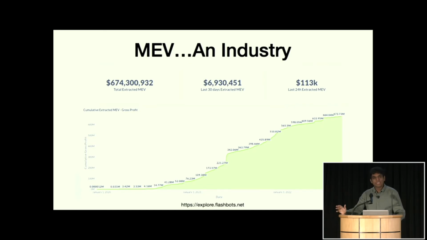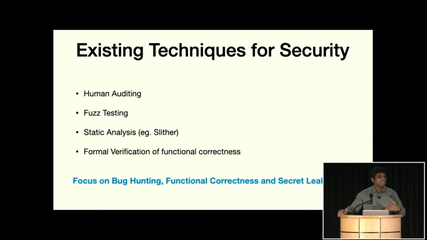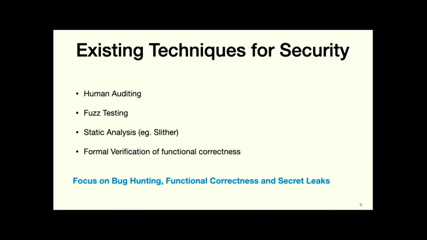In order to study this behavior and study MEV rigorously, the existing techniques for studying security fall insufficient. These techniques range anywhere from manual human auditing to fuzz testing, static analysis of your code for vulnerable patterns, and formal verification of the functional correctness of the application. However, the common theme among these techniques is that all of them focus on either bug hunting, functional correctness of the program, or some secret leakage, like leakage of a private secret key.